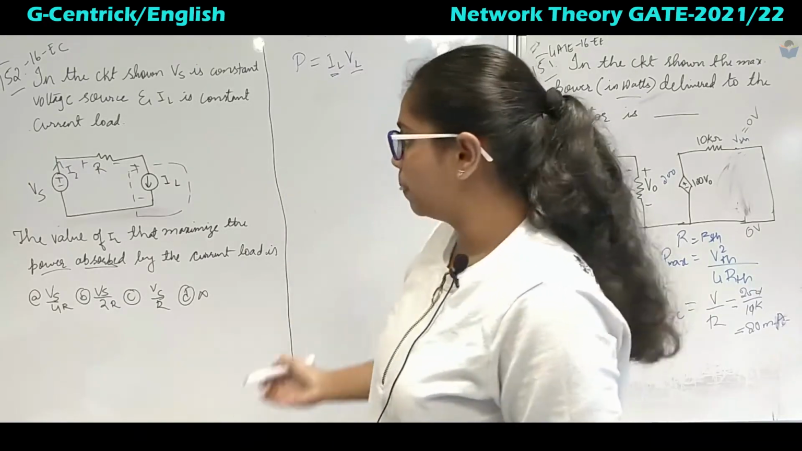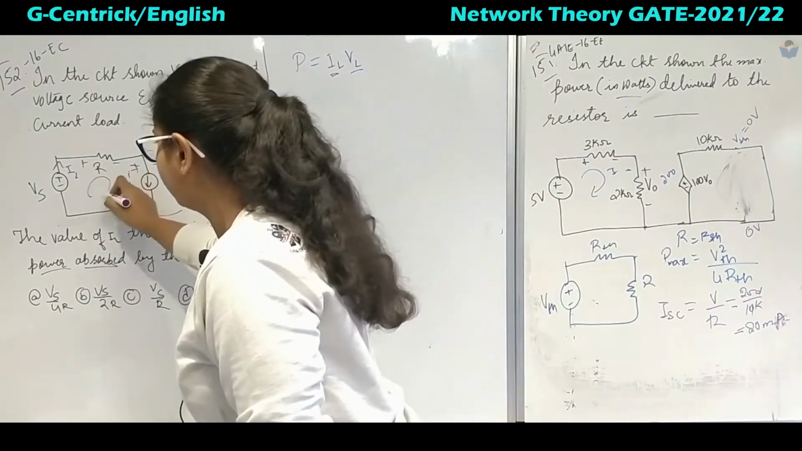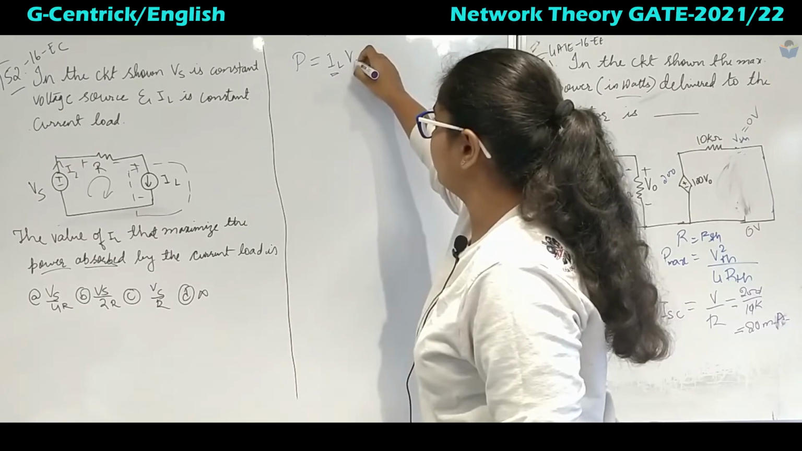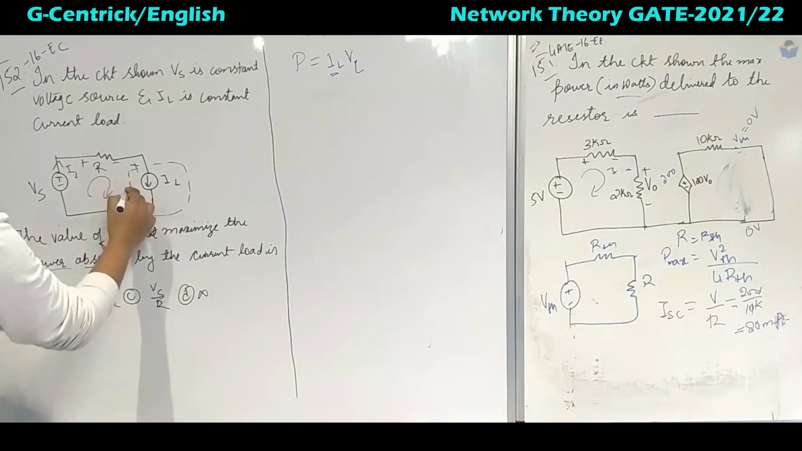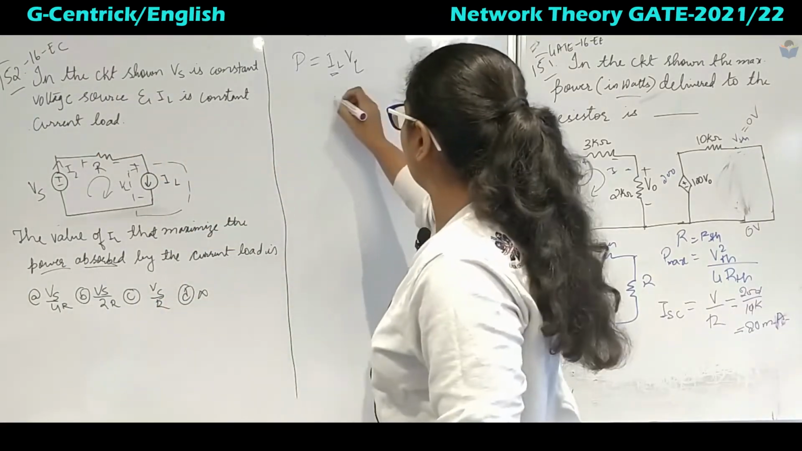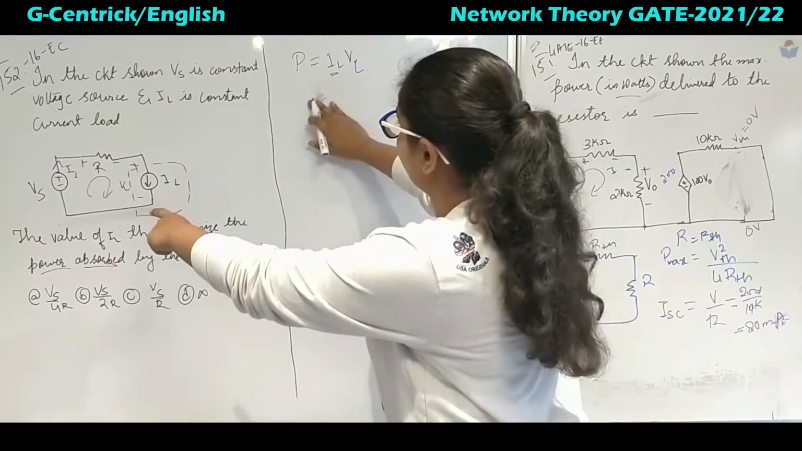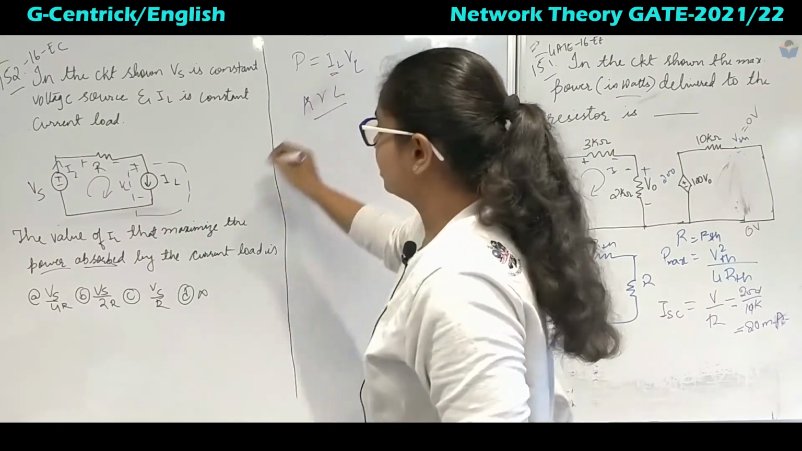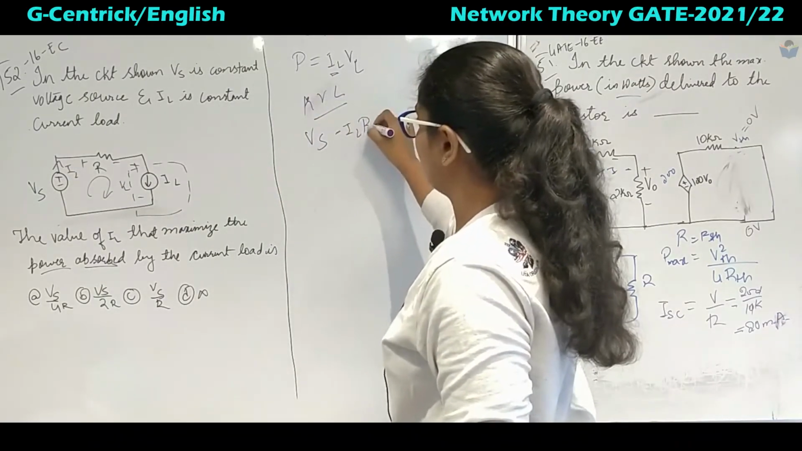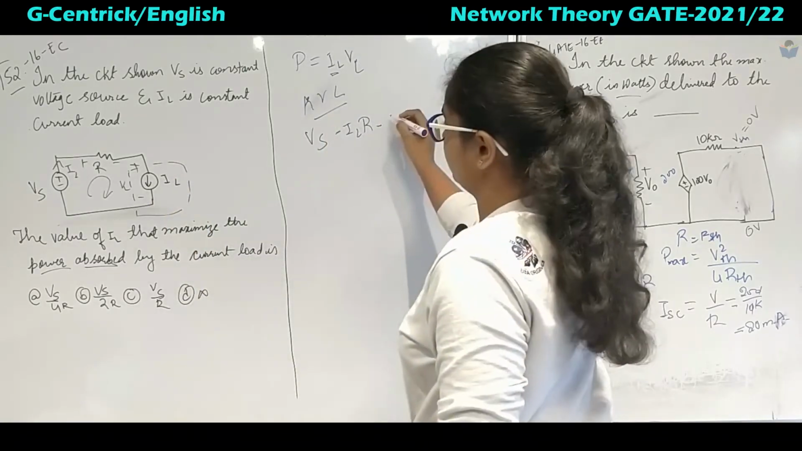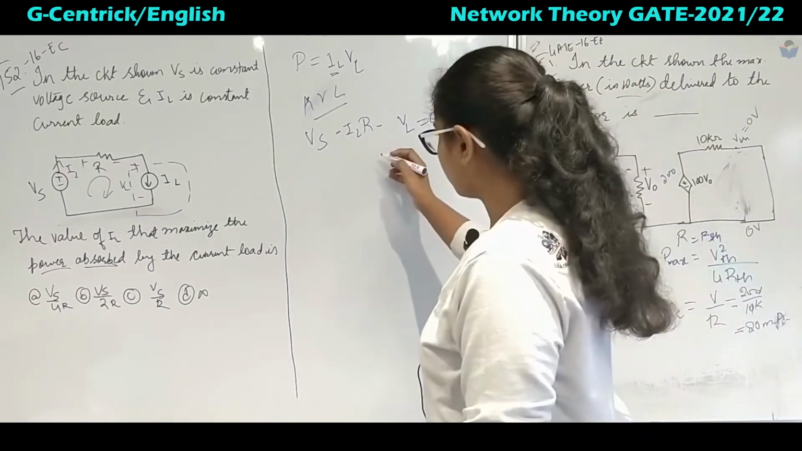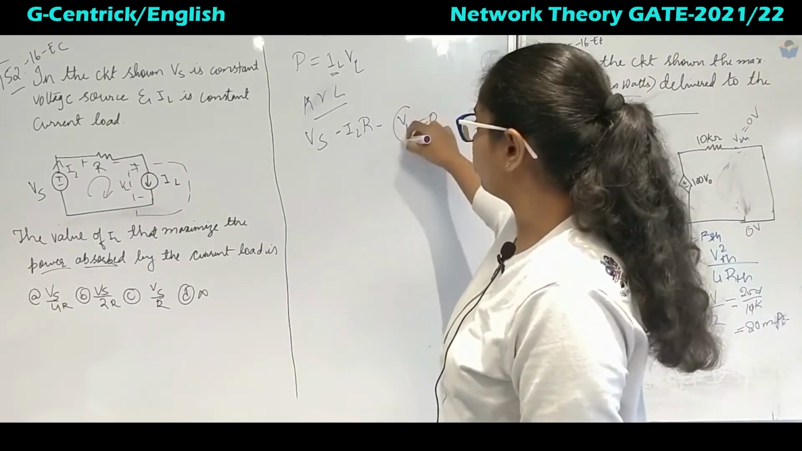So how do we find VL? VL is found by applying KVL. We will take this voltage drop as VL, and here we will take R, and we will apply KVL. Applying KVL in this loop, we get Vs minus IL into R minus VL equal to 0.